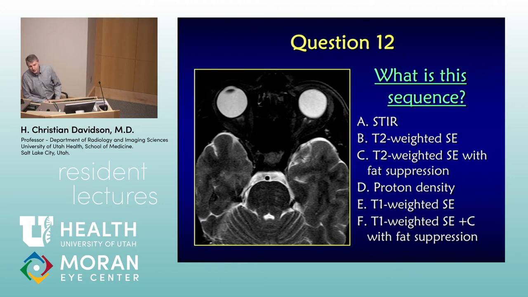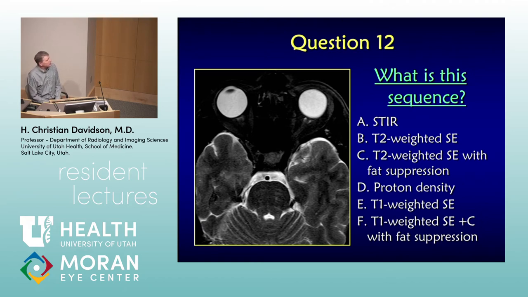You actually have two choices on this one, and you get credit for either one. So what are the two choices? T2 with fat suppression, and the other option would be a STIR, which stands for short tau inversion recovery. It's a different kind of pulse sequence. Both of these give you T2 fluid and usually pathology heavy signal. But it makes the fat go away.